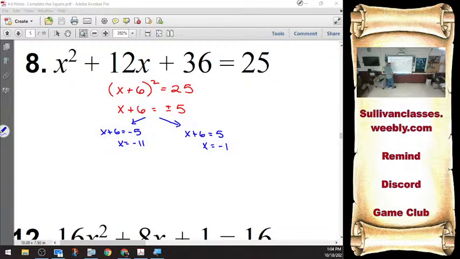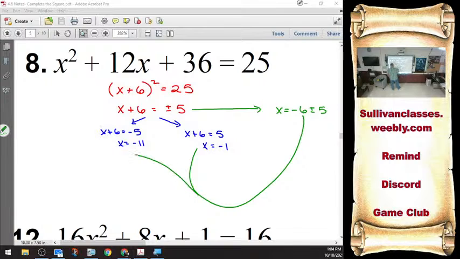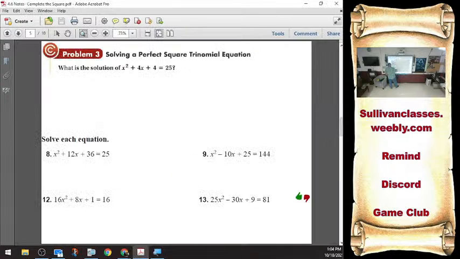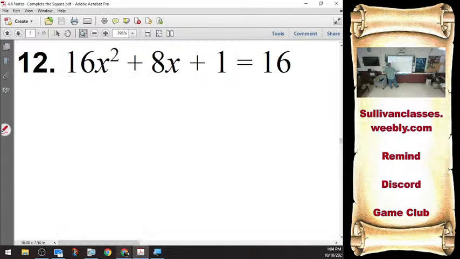So you can do it like that, or just a little bit of mental math with it. It doesn't matter. You're still going to get the same two answers. Okay? I show that because sometimes you have to write it out like that.